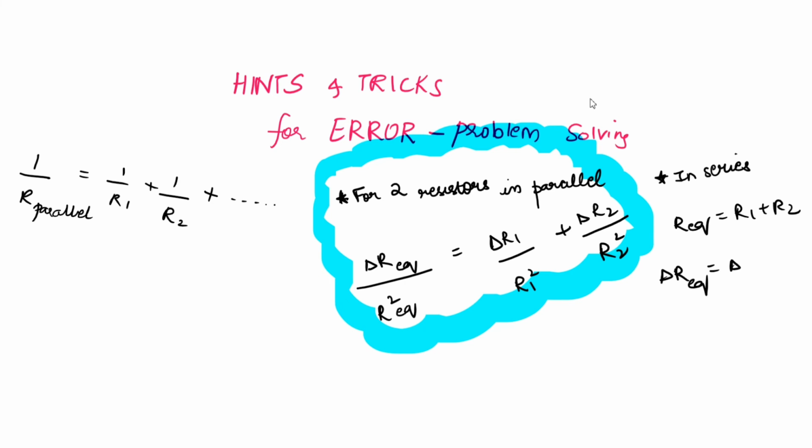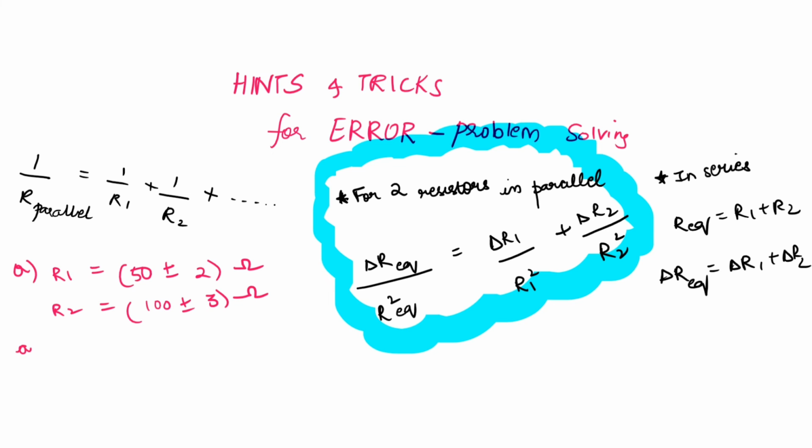So let's check out one question. They have given two resistors R1 and R2, where R1 is given as 50 plus or minus 2 ohms, and R2 is given as 100 plus or minus 3 ohms, and they are connected in parallel. Find the relative error in the equivalent resistance. That is our question.